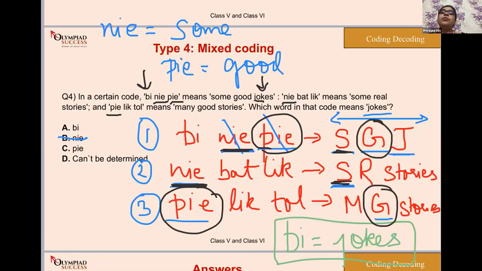Got it? So we are only left with by, and by is equal to j. Yes, Subhanshi, by is equal to j. The third one where nothing is common. So therefore, it will be equal to jokes.